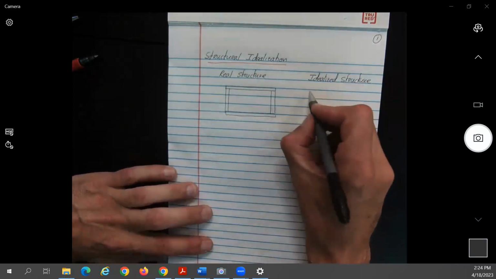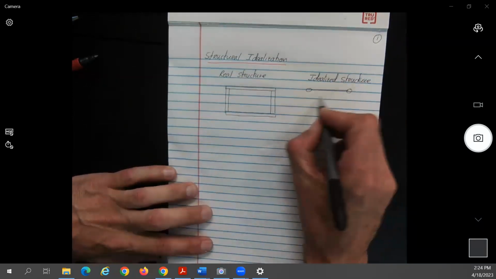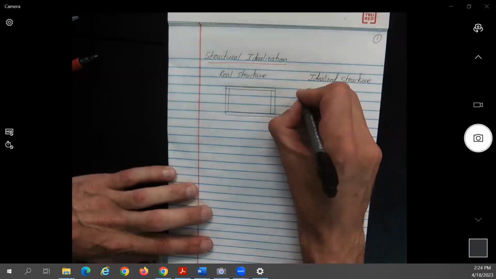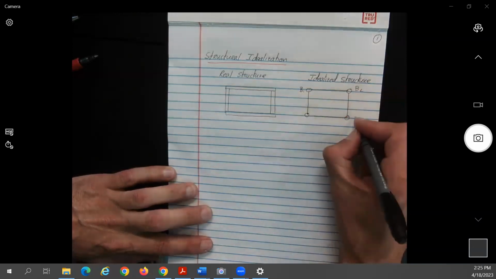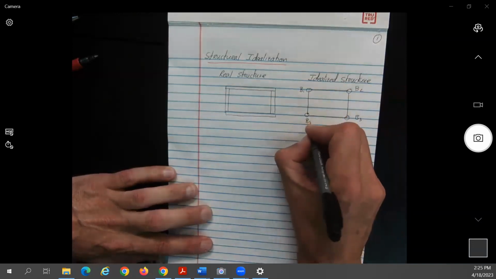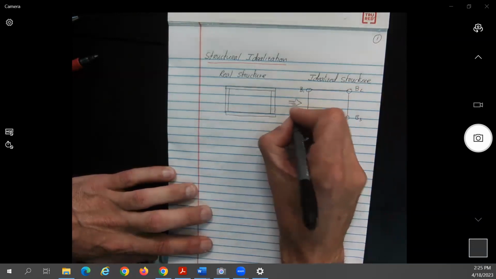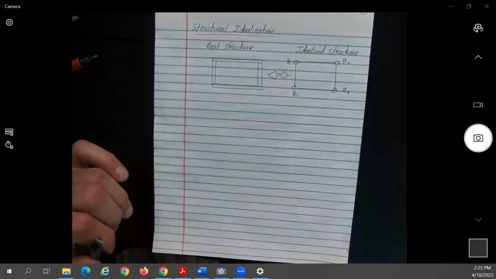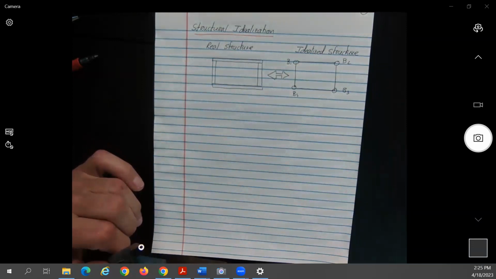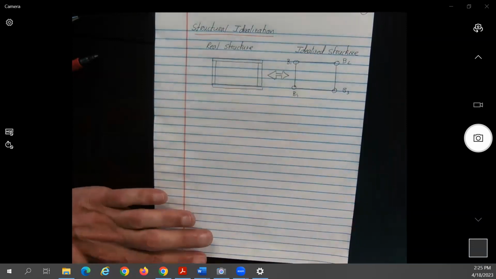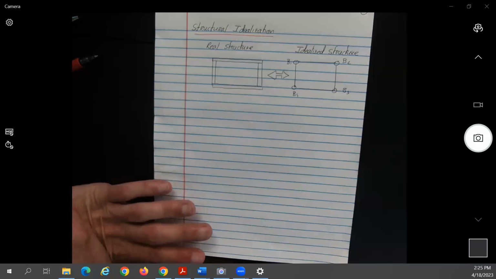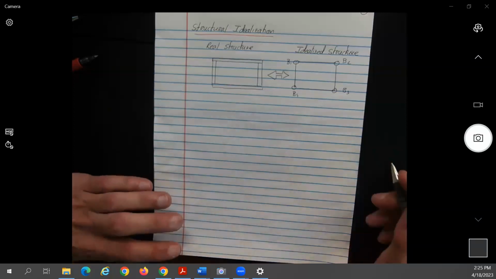So what we do in the idealized structure is what we have been doing the whole semester. You replace all the structure, let's say, by boom areas, no? So the question here is, how do you go from the real structure to the idealized structure? Have you done a bit of this in structures 1? Okay, so I'm going to go kind of quick on it, but just want to do a review.